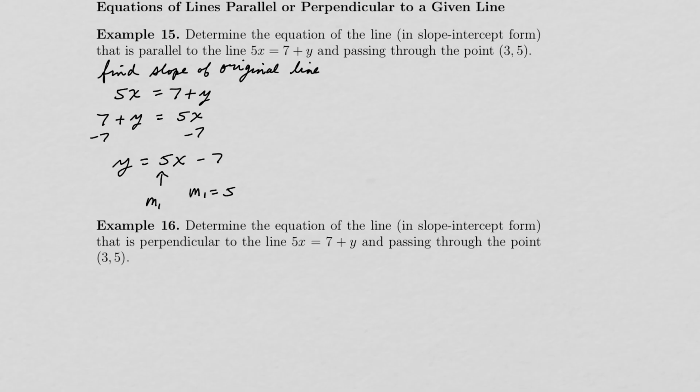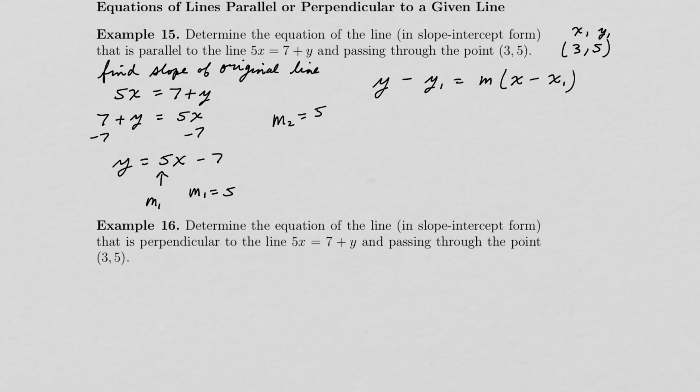Okay, I want to find the slope of the new line. Let's just use the point slope formula. So I know that the new line has to have the form y minus y1 equals m times x minus x1, right? I'm going to use the point slope formula. Well, I know my point, right? It's got to pass through the point 3, 5. So 3 is my x1, 5 is my y1. And I know the slope. The slope here, I'll call it m2 because it's my new line, is going to be the same as the original line, which is 5, right? Because I want it to be parallel.